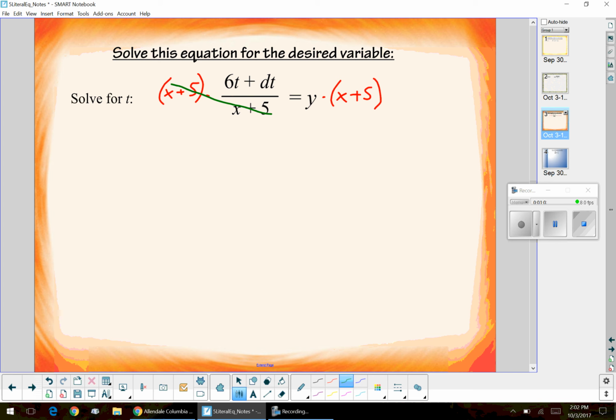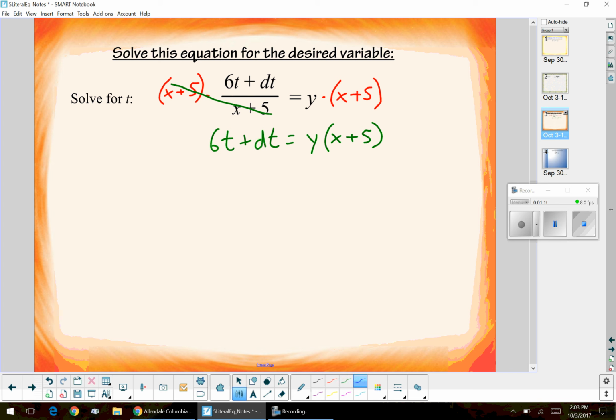And what comes down on the left is going to be 6t plus dt equals, over here I could distribute the y through, but I'm not going to. I'm just going to bring it down as y times x plus 5, because my goal is to get t by itself. I really don't care too much about what format this is over here.